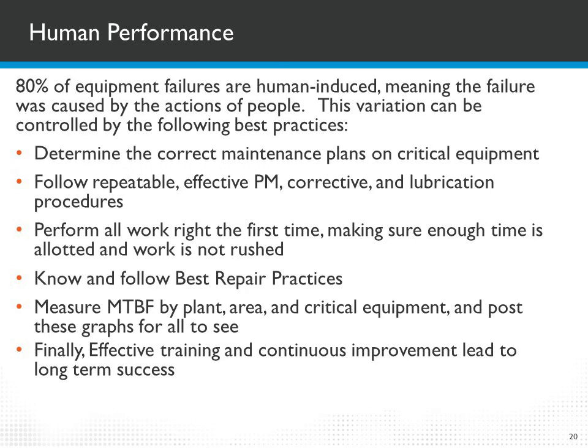Finally, it's been shown that 80% of all equipment failures are human-induced, meaning that the failure was caused by the actions of people. This can be controlled by the following best practices: determine the correct maintenance plan on critical equipment, follow repeatable, effective PM, corrective, and lubrication procedures, perform all work right the first time, making sure enough time is allotted and work is not rushed, know and follow best repair practices, measure mean time between failure by plant, area, and critical equipment, and post these graphs for all to see.